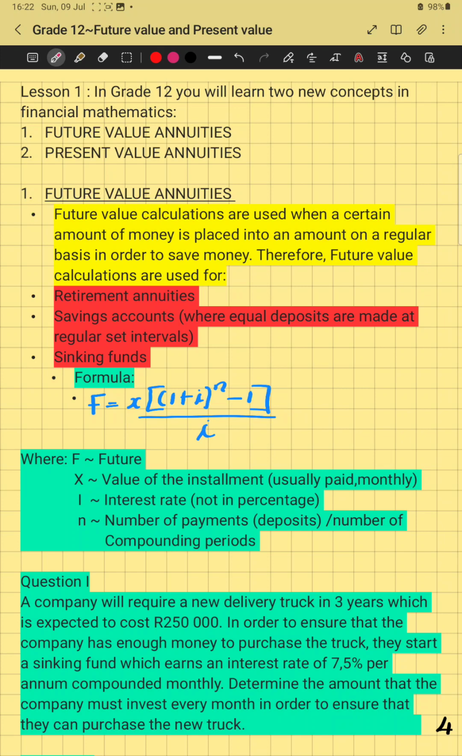Now, today we'll be focusing on future value and the present value annuities.